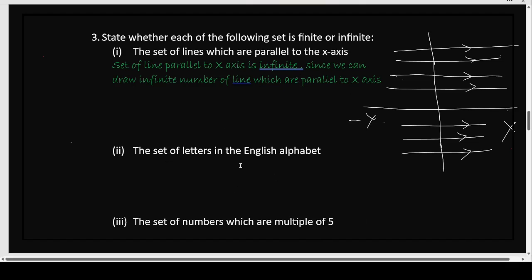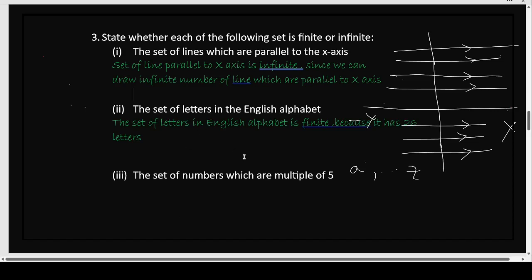Next, the set of letters in the English alphabet. They are from A to Z. The number of letters is fixed. 26 letters are there, so it is a finite number. So this is a finite set, because it has 26 letters. Next one: the set of numbers which are multiples of 5.